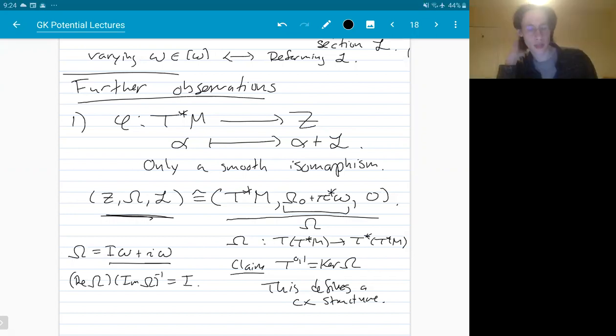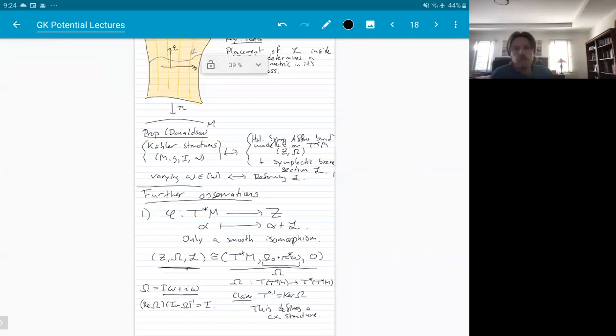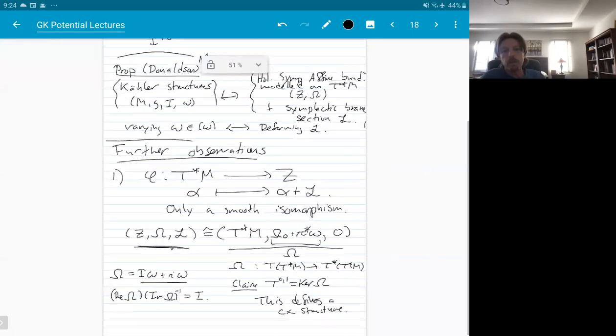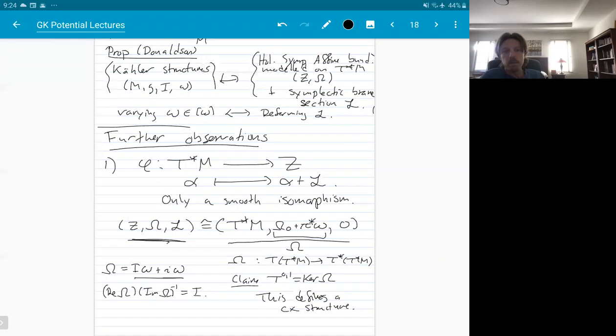Right. Yeah, I think you're right. I'm not claiming that it's particularly difficult, but I just mean you do have to check something. But yeah, I think you're right. But so, okay, you're saying you can use big omega to define a complex structure on Z, right? Yeah. And then, right, there's no canonically associated metric on Z, I guess.